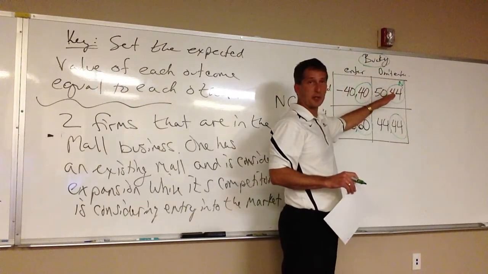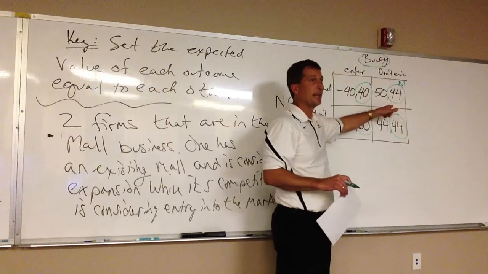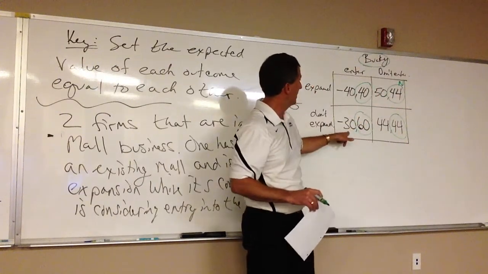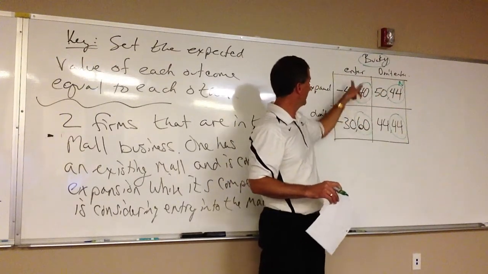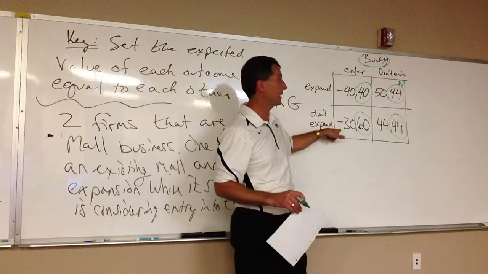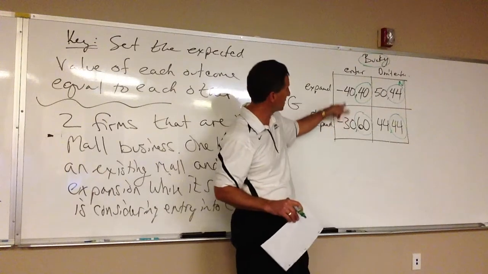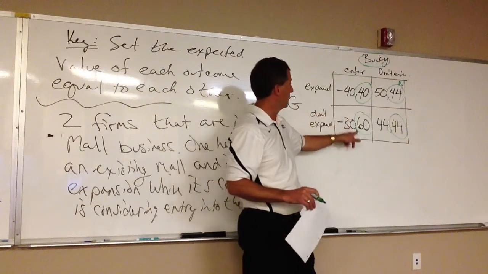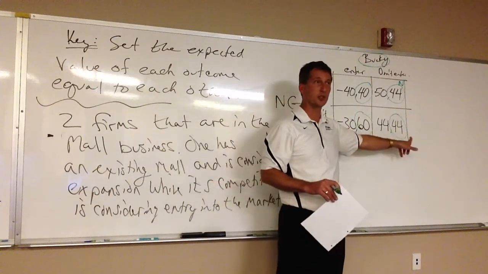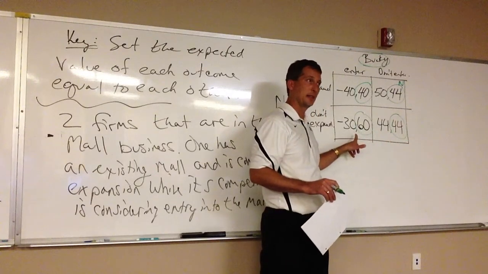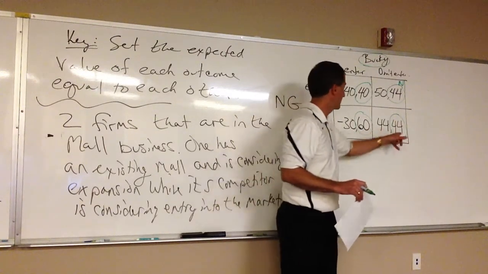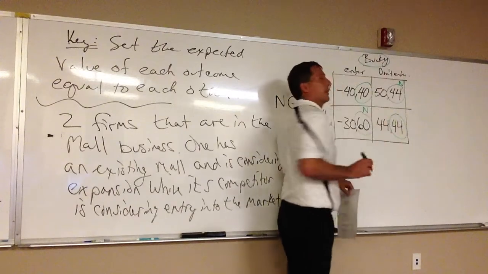If there are multiple Nash equilibria, they are on the diagonal. So would Northgran like to switch? No, because negative 30 is better than negative 40. Would Bucky like to switch? No. 60 is greater than 44. We got another Nash equilibrium.